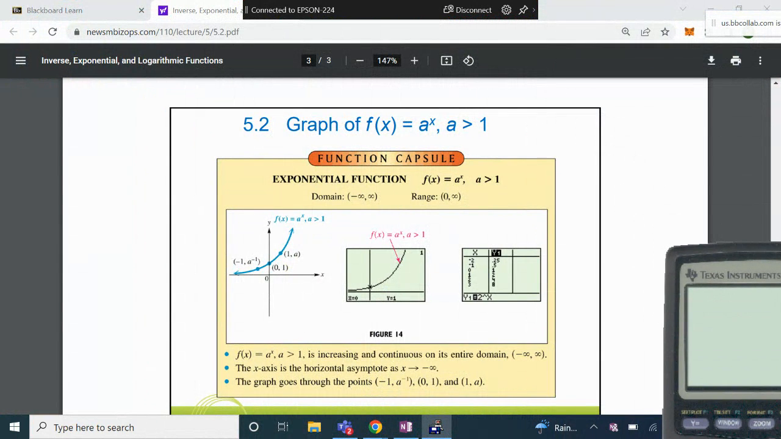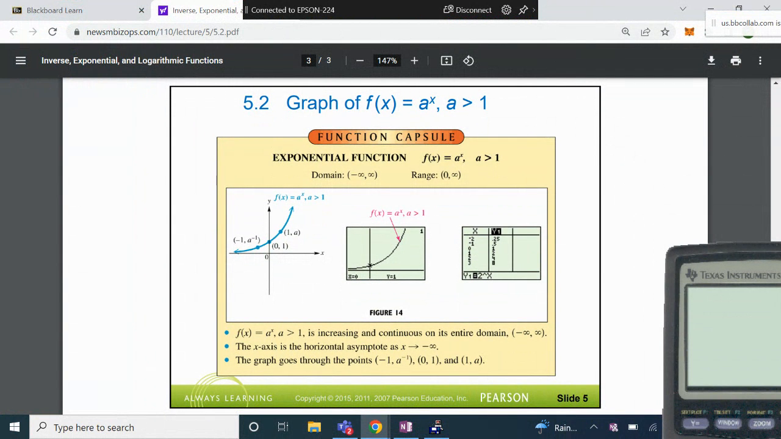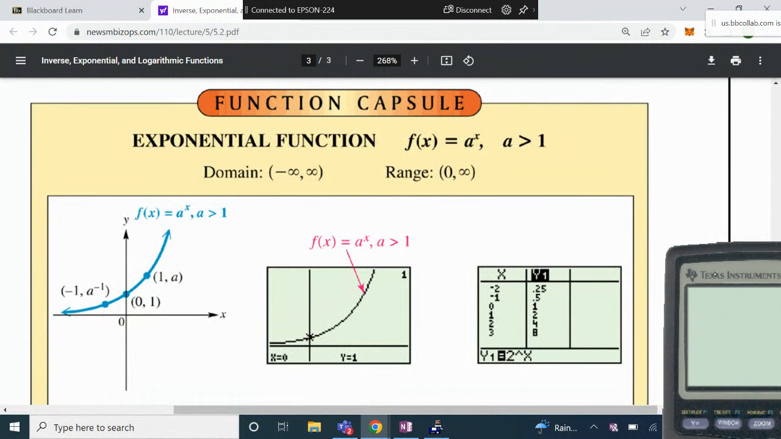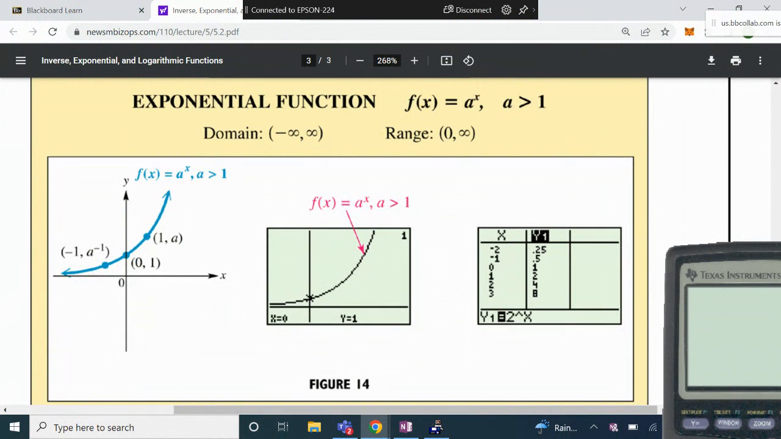So this is what's called a function capsule. And it just gives some background information about an exponential function. And it says an exponential function is in the form f of x is equal to a raised to the power of x, such that a, which is your base, has to be greater than 1. If your exponential function fits this case, the domain is always negative infinity to positive infinity. The range is from 0 to positive infinity.